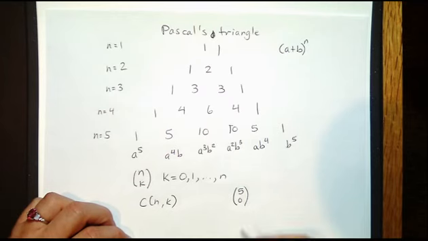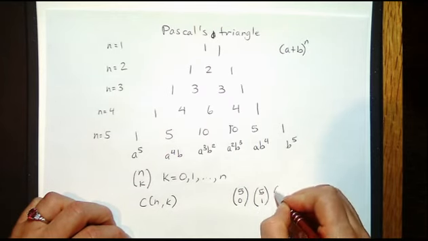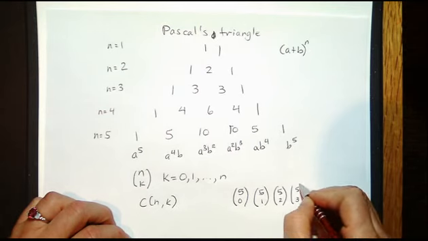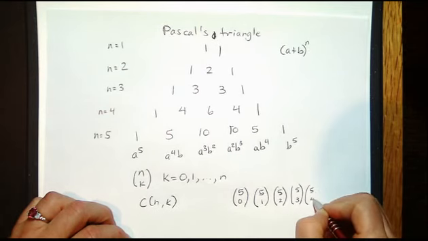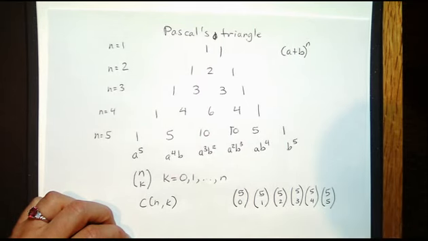So the first number is 5 choose 0. Second number is 5 choose 1. Third number is 5 choose 2. 5 choose 3. 5 choose 4. And 5 choose 5.